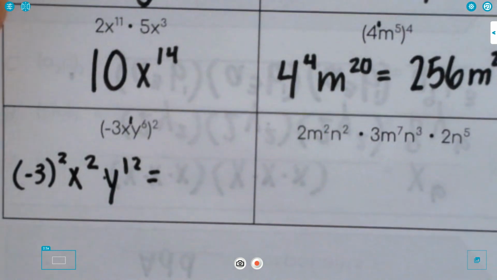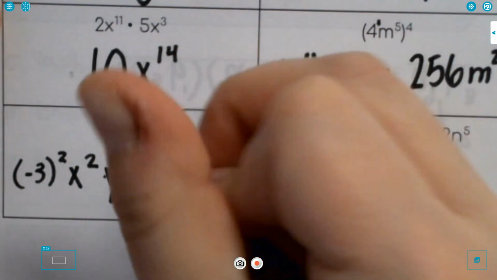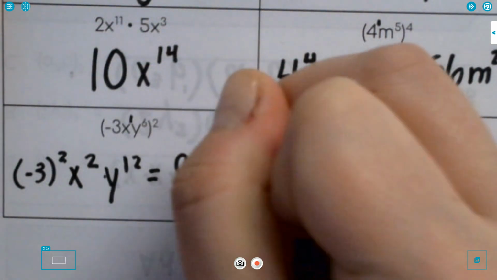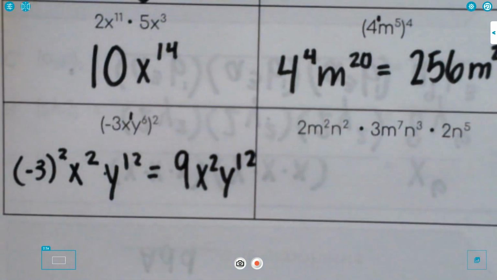What is -3 squared? 9. Why is it positive 9? Yeah, so -3 squared means a negative times negative, so that's why it becomes positive 9. So I've got positive 9 x squared y to the 12th would be my final answer on that one.